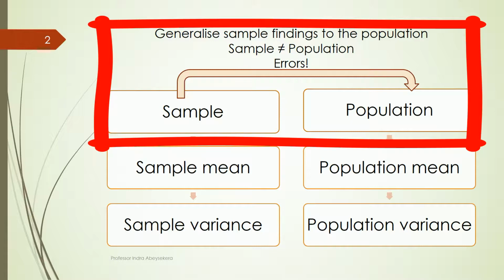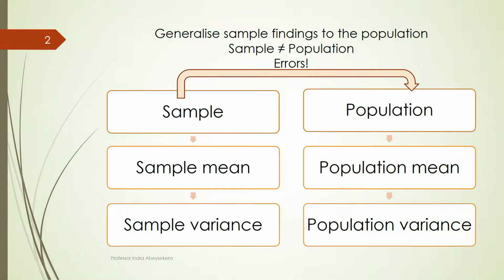When we want to talk about the population from the sample, there are two aspects that become important. One is the sample mean, through which we try to talk about the population mean. And the second is the sample variance, through which we're going to talk about the population variance.